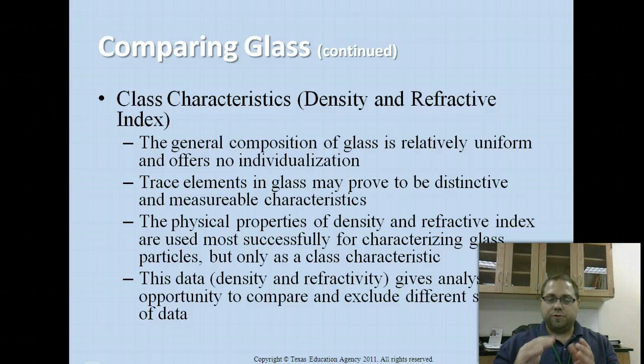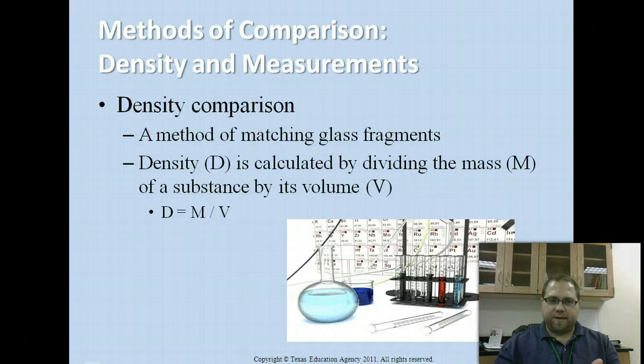And so you can use trace elements in the glass. You can also use things which we'll learn about in just a second, like the density and the refractive index that would be specific to that kind of glass, and you can match that up with your source. Remember, that would be comparison evidence. And so just remember class evidence, or that glass has more class characteristics than individual ones. Now, density. You should know what density is. It's how much matter you have or how much mass you have in a given volume.